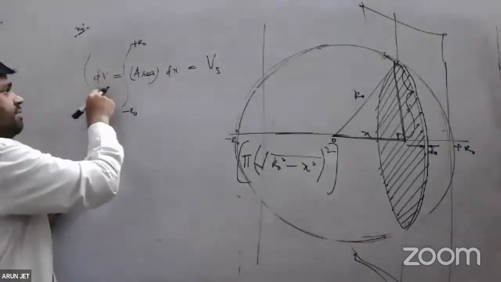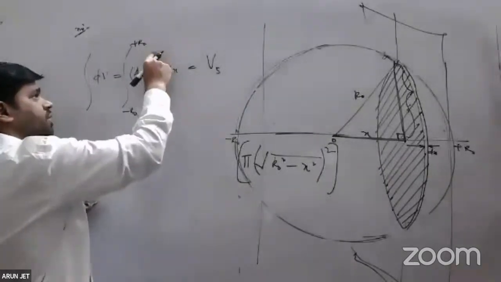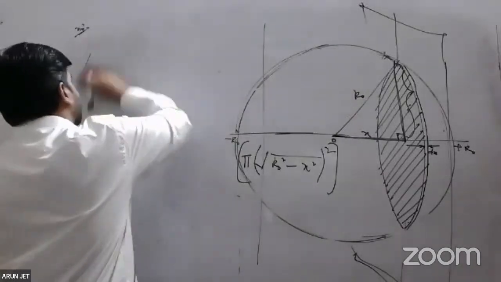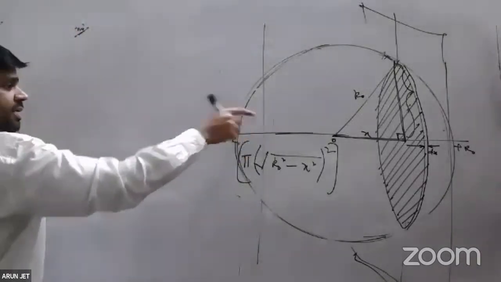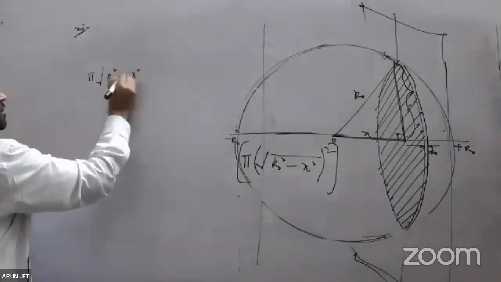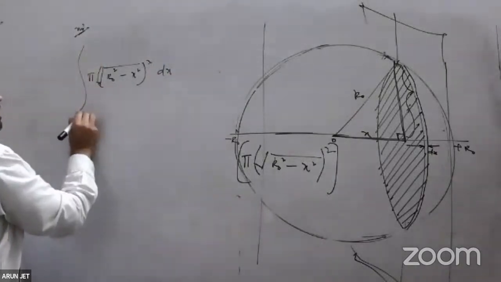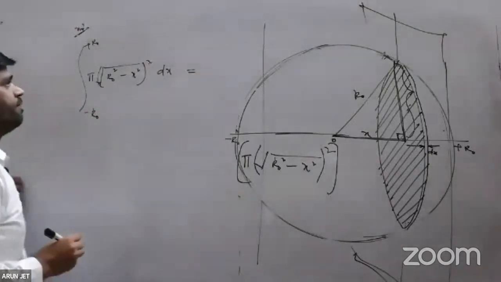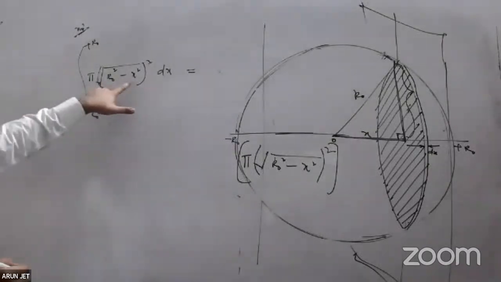So area into dx will give me dV, which is the volume of the infinitesimal disk. If I sum it up from minus r naught to r naught, I get the volume of the sphere. Let's actually see what we get. We are supposed to get the volume of the sphere as 4 by 3 pi r cube. Let us see if we get it. So area into dx: pi into root of r square minus x square, whole square, dx, integrating from minus r naught to plus r naught. When I square, the square and root get cancelled out, so it becomes pi times r square minus x square.